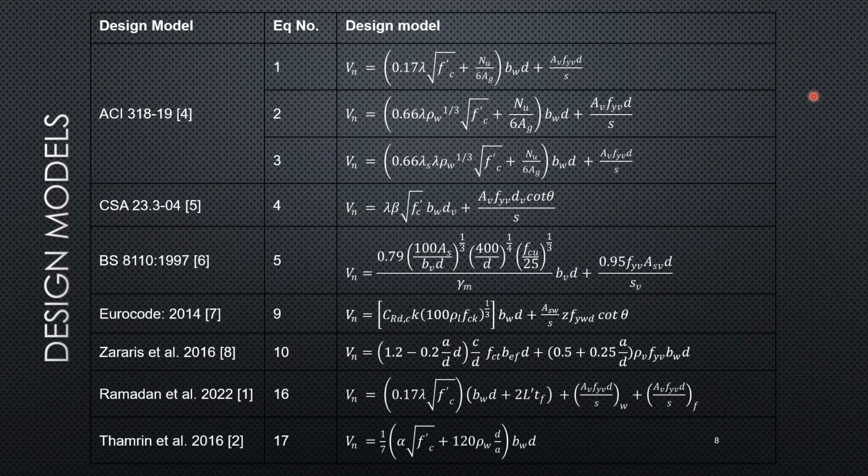Ramadan et al. developed an equation based on the simplified ACI method in equation 1, where the authors modified the equation to include L prime, which is the left or right protruding part of the flange. The equation proposed by Ramadan et al. is shown here. Thamrin developed an equation for T-sections without stirrups, considering the width and thickness of the flange that are the main variables predicting the additional shear strength contributed by the flange. The authors gathered data from the literature and used a simple statistical procedure to produce an equation for alpha that includes the flange geometry parameter. And finally, the shear capacity of the T-section can be calculated by the equation shown here in the table.